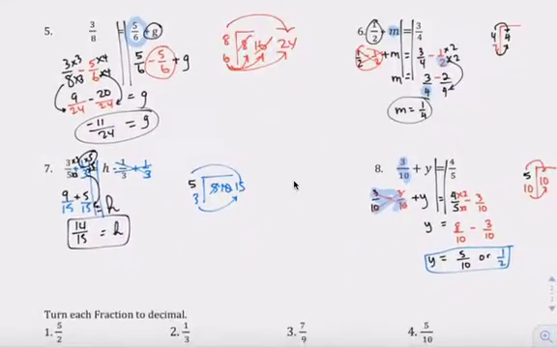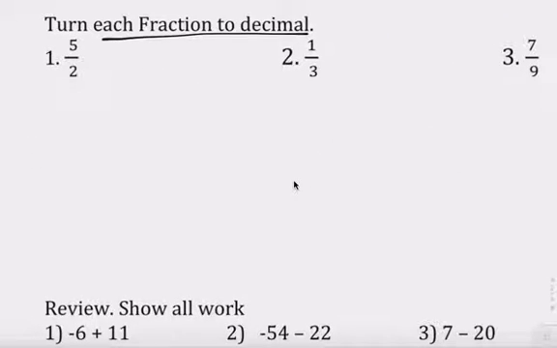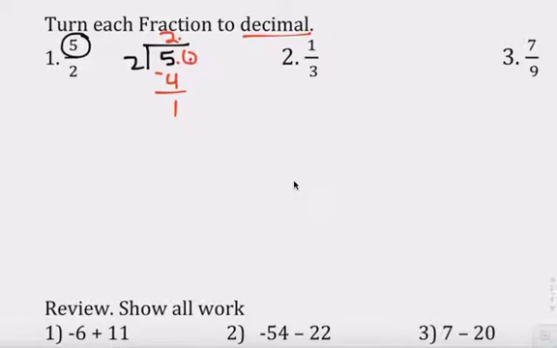Okay, that's that one. Turn fractions to decimals. Fractions to decimals, you divide. Top number always goes inside, bottom number's outside. Okay, you divide. 2 into 5 is 2 times 2 is 4, subtract, 1. Decimal form, put a 0, bring it down, 5. So this answer is equal to 2.5.